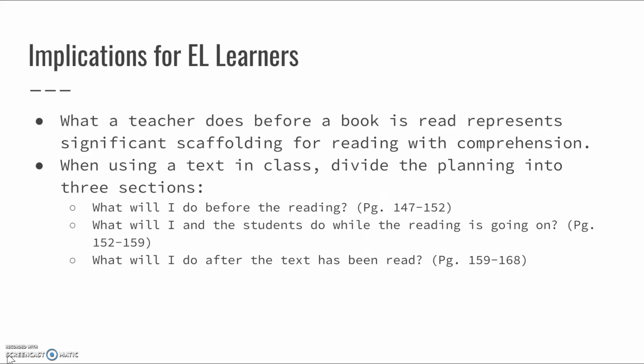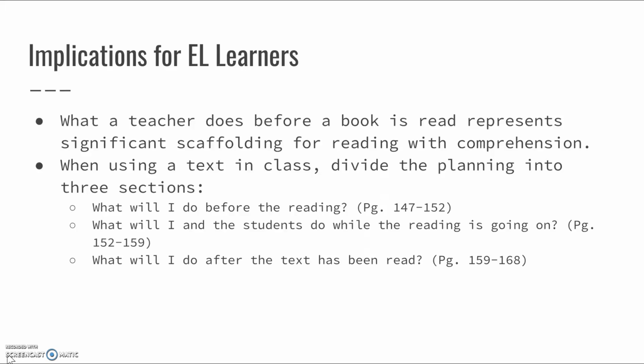When using a text in class or assigning a reading, you want to divide the planning into three sections and ask three questions to plan. What will I do before the reading, what will I and the students do while the reading is going on, and finally, what will I do after the text has been read. The first part is preparing the students before the reading, and there are activities from page 147 to 152 in the book. There are specific activities that you can do to satisfy that criteria.